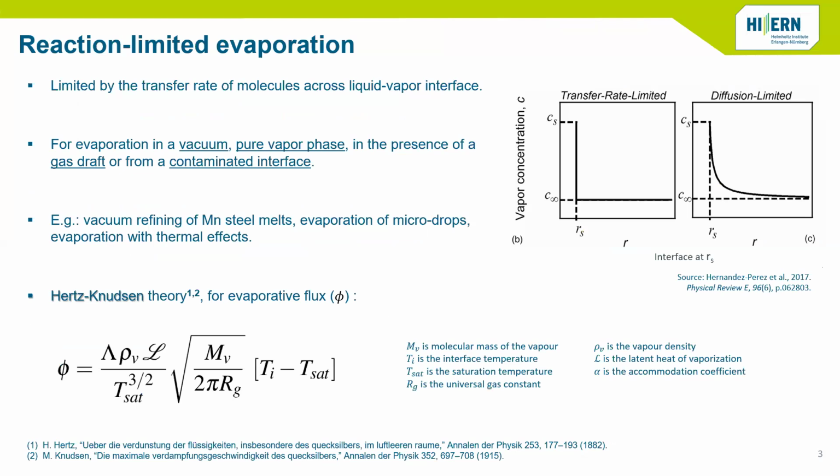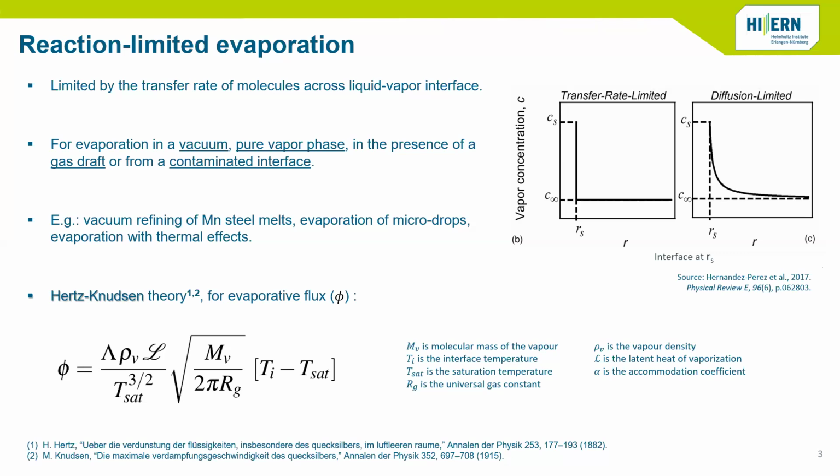Evaporation can take place in different regimes depending upon the limiting mechanism. So in reaction limited evaporation, the evaporation is limited by the transfer rate of molecules across the liquid vapor interface. In contrast to diffusion limited evaporation, where it's the diffusion of vapor molecules away from the interface that's the limiting mechanism. You expect to see this reaction limited evaporation when you're evaporating into a vacuum, into a pure vapor phase, or when there's a gas draft going across your liquid interface. These are some of the prominent examples.